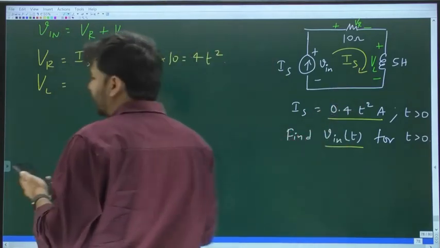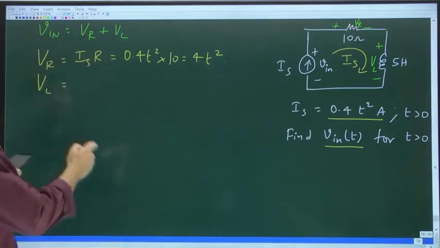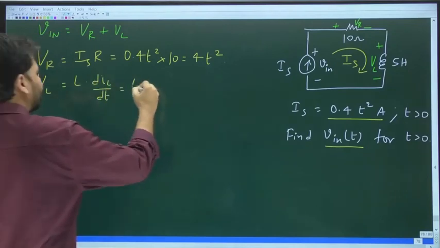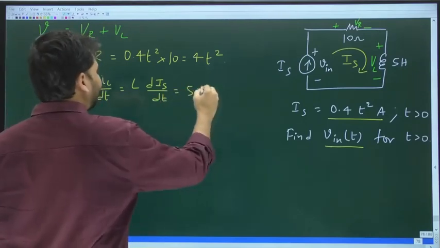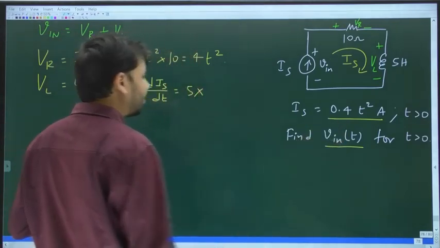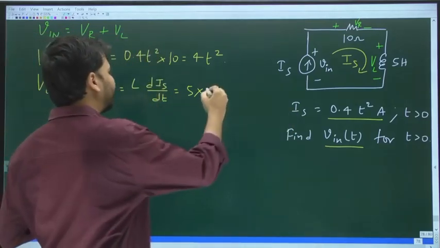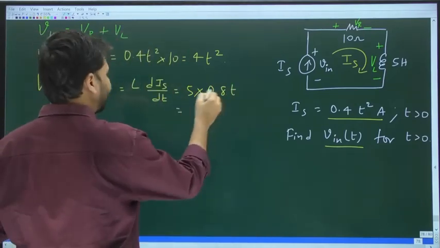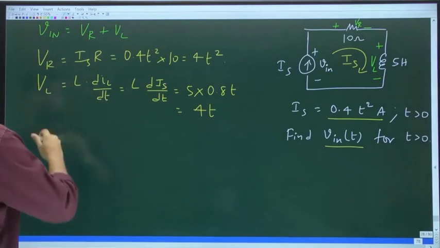If you know the current, you can easily express the voltage in terms of current. Voltage across the inductor is equal to L times dIL by dt, which is the same as L times dIs by dt. Again, L is 5. What is dIs by dt? Given that Is is 0.4 T square, the derivative is 0.8 T. So 5 into 0.8 T. 5 into 0.8 is 4 T.